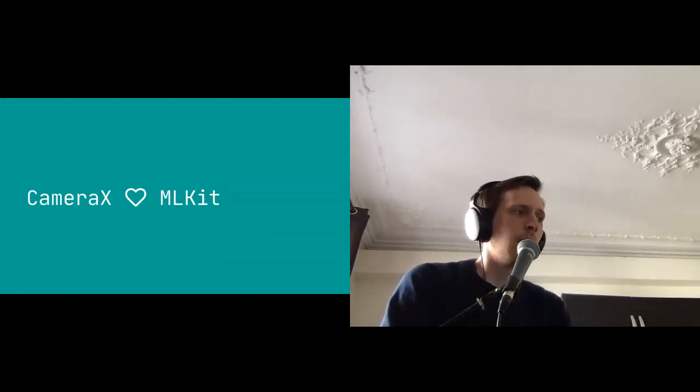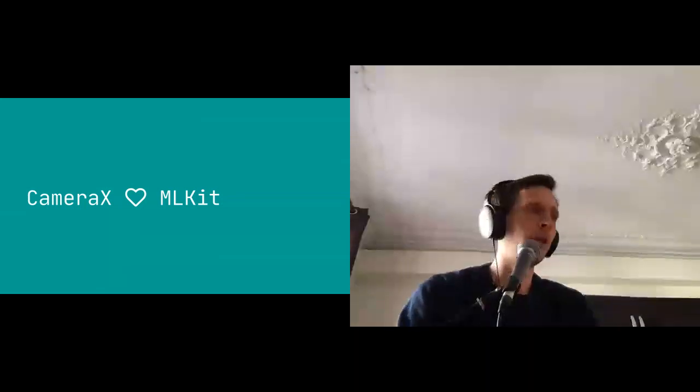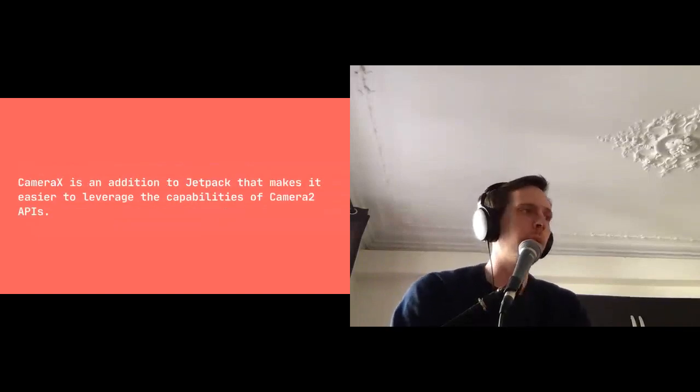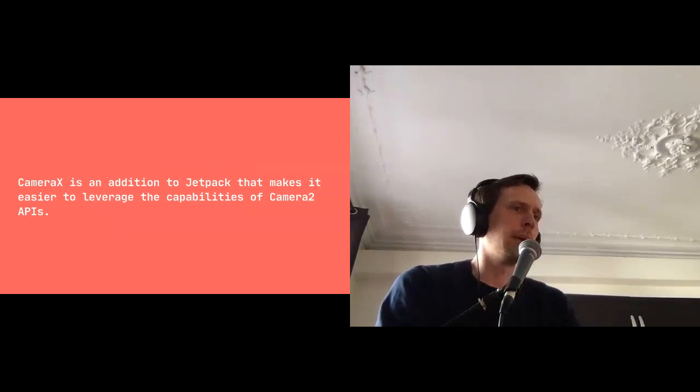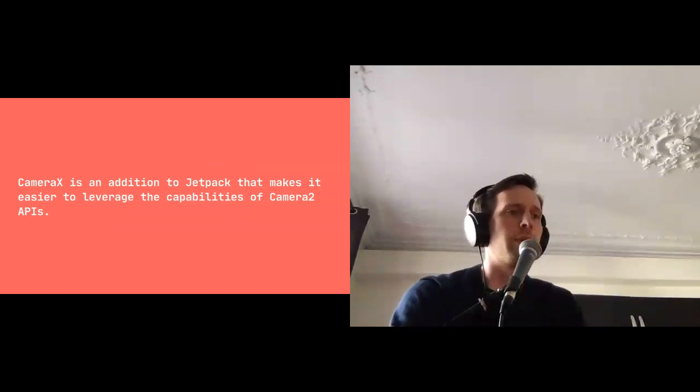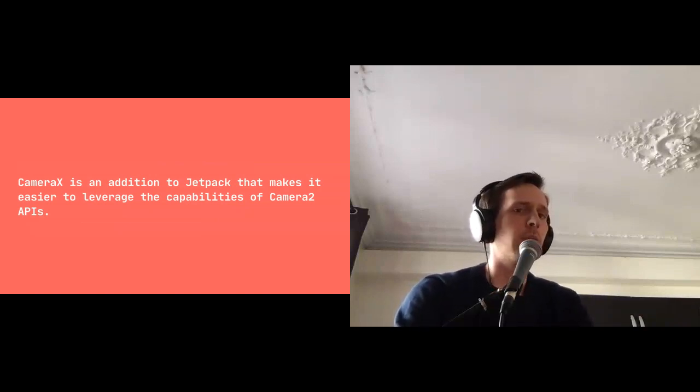Now, let's see how it is working with Camera X plus MLKit. First, we have to know that the Camera X library is still in beta stage. So it means they might still change the API, and it's not really ready for production. They say so, but it's still in beta, so be careful. And Camera X is part of Jetpack. So basically, it's built on top of Camera 2, which I'm not sure is a good idea in the end, but still, it's a better API than Camera 2.